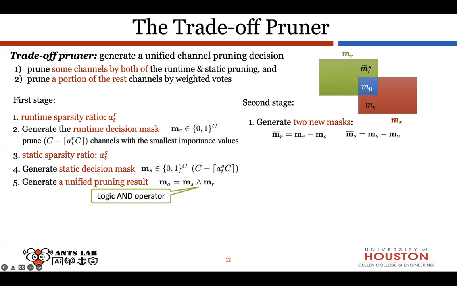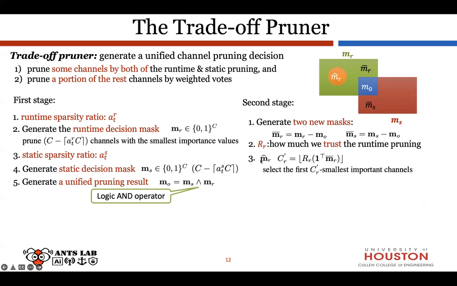MR bar means the channels are only selected by the runtime pruning, and MS bar means the channels are only selected by the static pruning. And the second step is that we define a hyperparameter RR. It indicates how much we choose the runtime pruning.